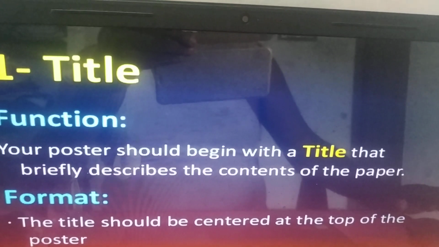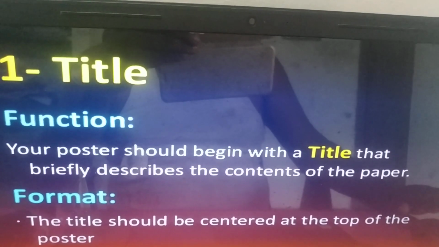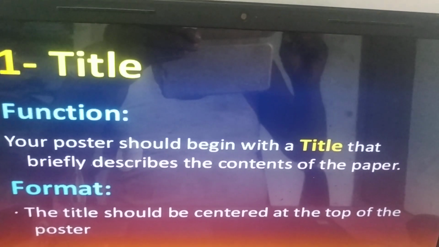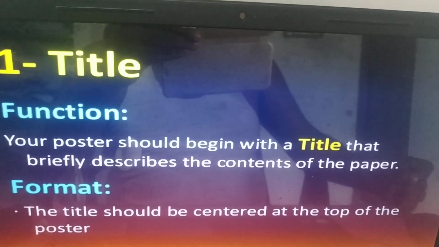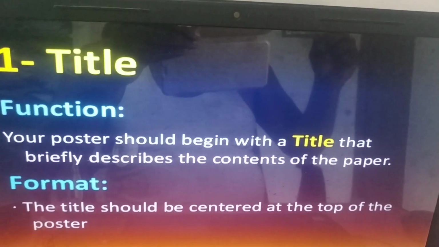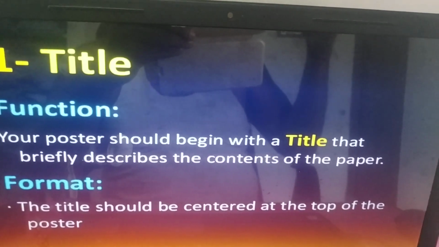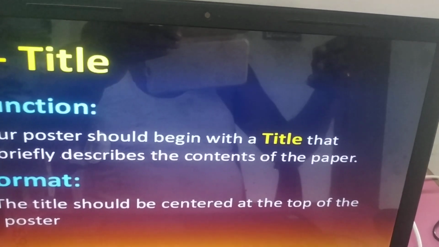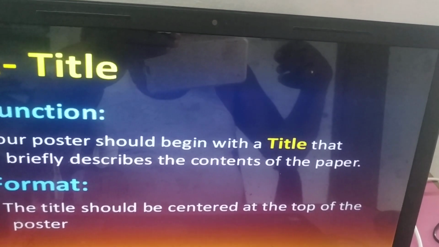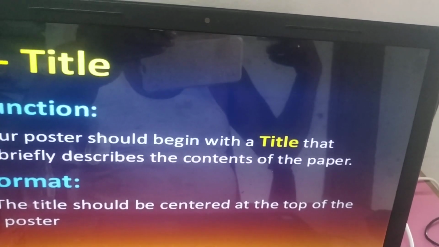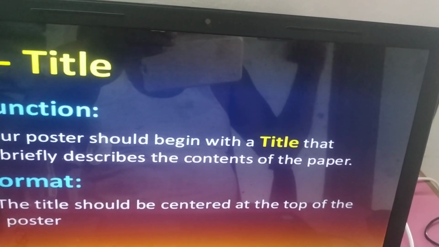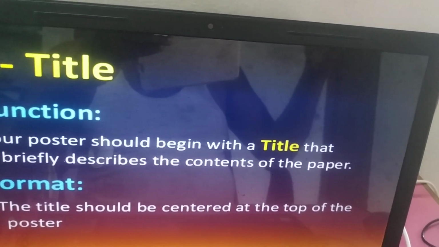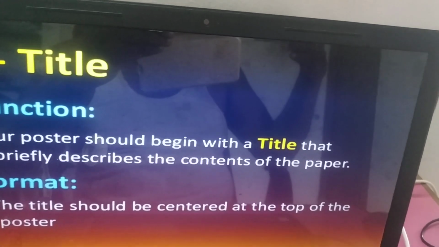The title. Your poster should begin with a title that briefly describes the content of the paper. The title itself, suppose in a cinema, in old cinemas, if you read the title, you will understand what the content of the cinema is. Because nowadays the title and the inner cinema are different, when we see the title and go to the cinema theater, the play will be different.